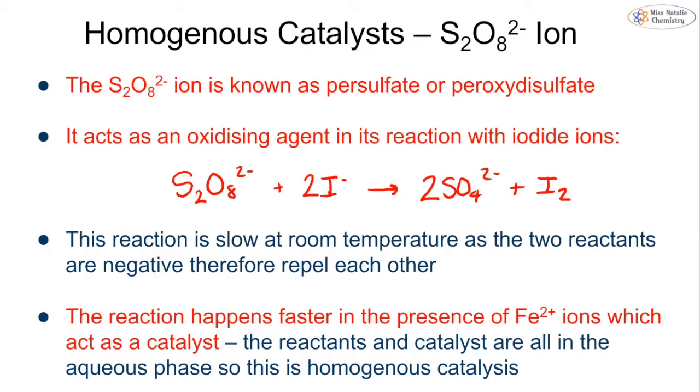So we want to speed this up, and how we do it is we add in some iron 2 ions to act as a catalyst. This, of course, being a positive charge, is more likely to react with one of our 2 reactants, and it will form this intermediate species. And because this is in the aqueous solution, this is an example of homogeneous catalysis.